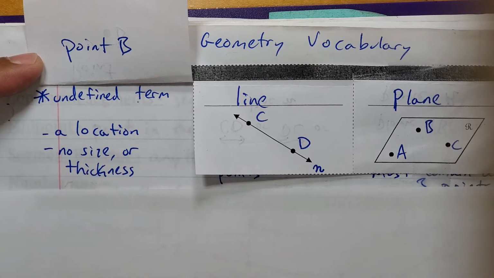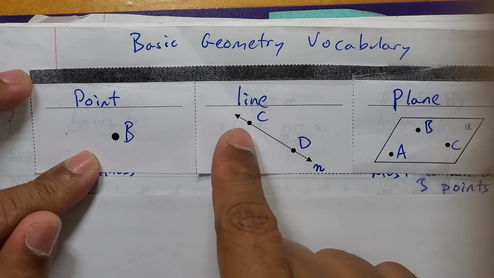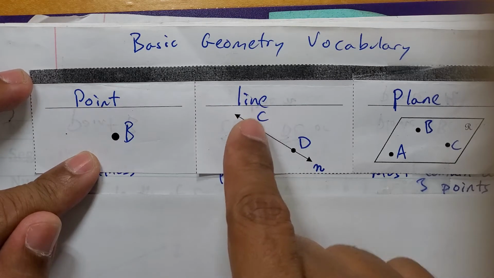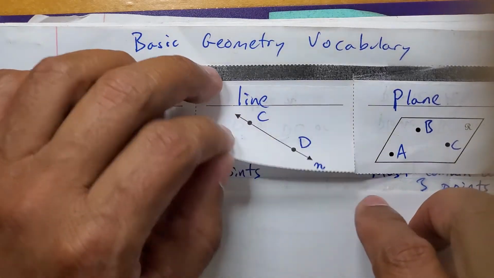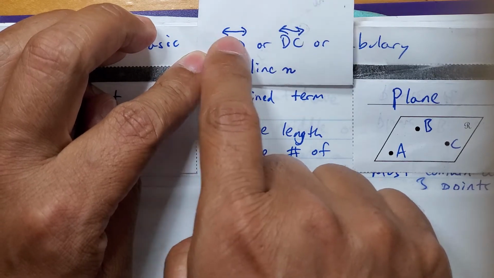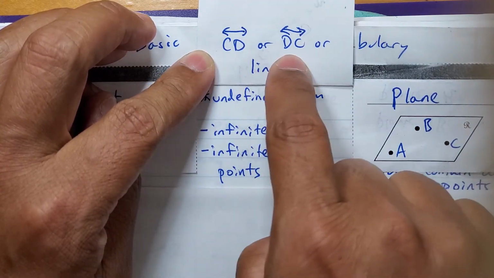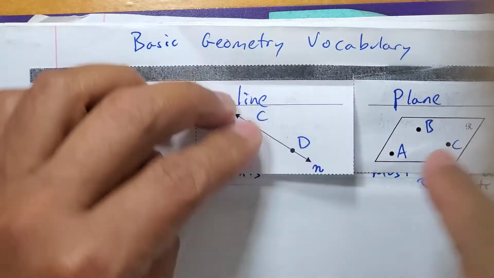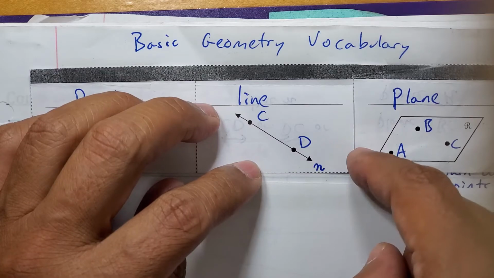The next term is line, and this line I wrote C and D, and this helped me name the line. So there are two ways that we can name this line. So this would be line CD, that symbol, that line above the two letters means it's a line, or DC, or line N by this N here. Okay, so you can name that line in those three different ways.